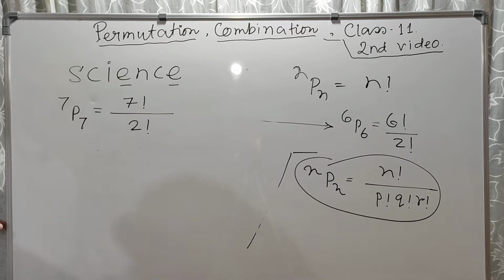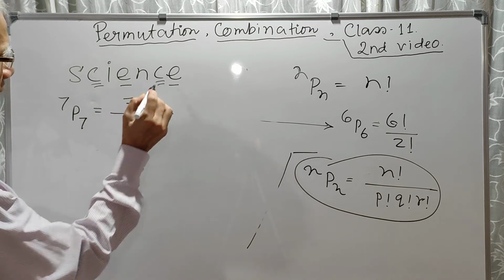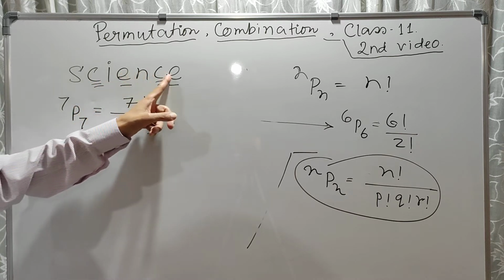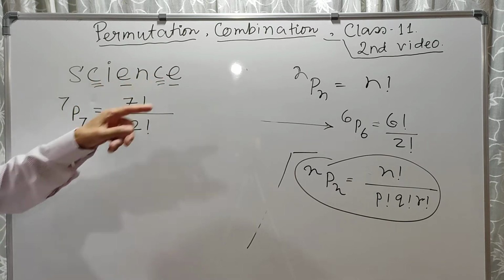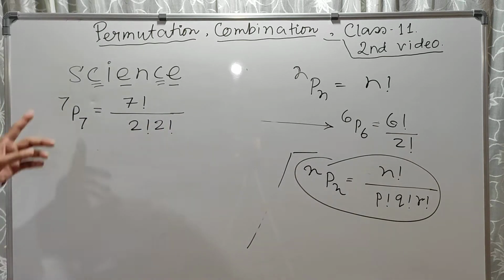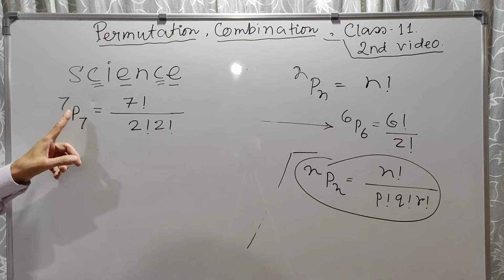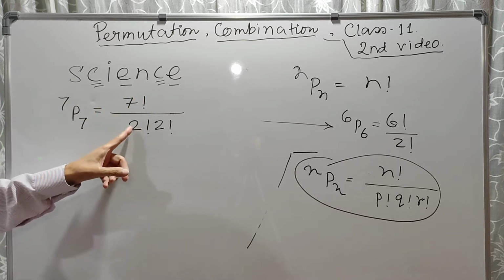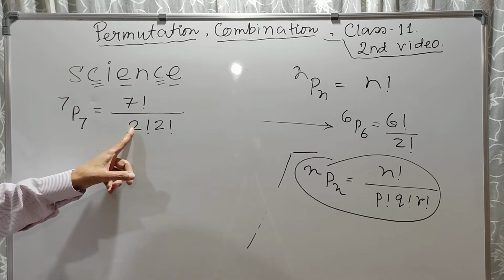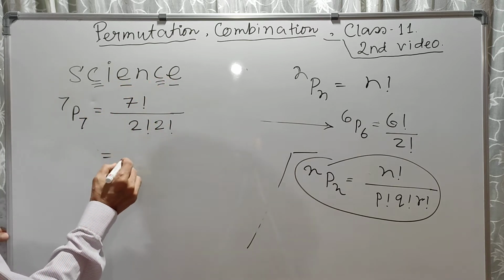And also, yes, C is repeated. Not only E is repeated, C is also repeated. So factorial 2 for E, E twice, and then C twice, therefore again factorial 2. So in this word there are 7 letters, so 7P7 will be factorial 7 divided by factorial 2 and factorial 2. Why factorial 2? Because C appears twice and E appears twice. So finally, whatever you get, that is the answer.